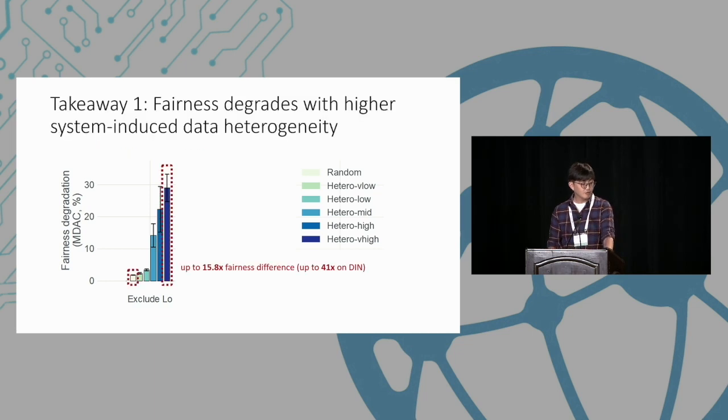What you can immediately see from the bars is that even if it's the same optimization, depending on the level of system-induced data heterogeneity the dataset has, the fairness implication can be very different. We saw up to 15.8 times fairness difference in this particular example, and for some other cases, we've seen up to 41 times fairness difference. So this implies that if you assume no system-induced data heterogeneity in your evaluation, just like what prior work did, you can mispredict the real fairness impact. You can downplay the fairness impact by up to 16 to 41 times.